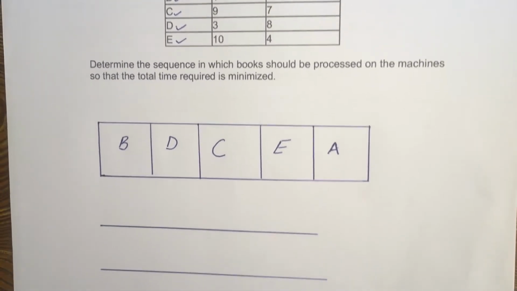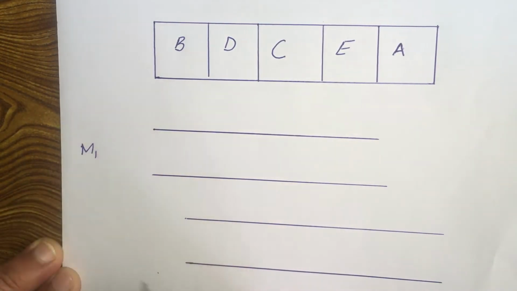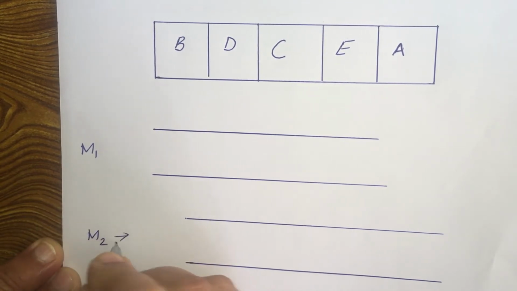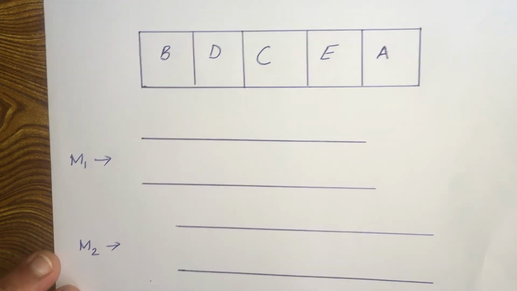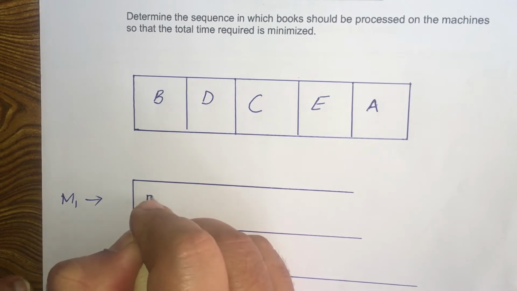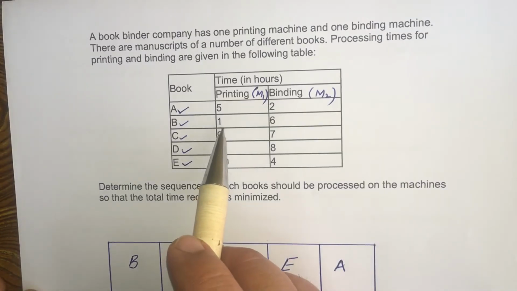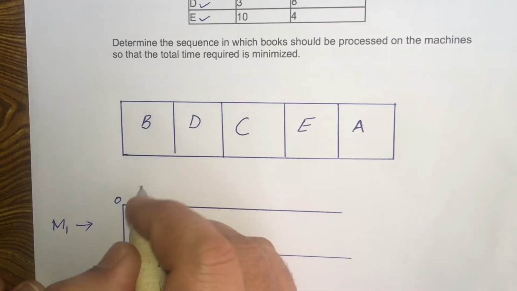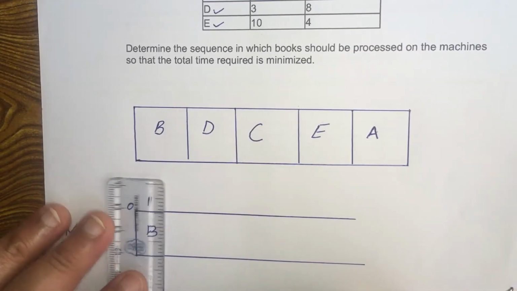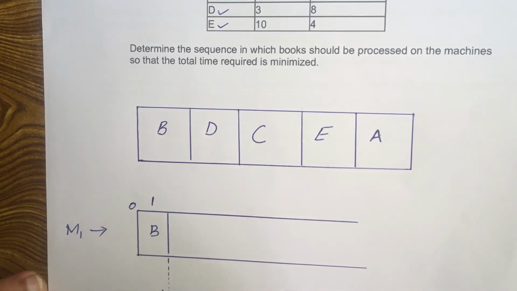Now let's find out the total completion time, passing through machine M1 and M2. Alright, so which job will come first? Yes, obviously it's going to be B, and it's going to enter at the 0 hour. It takes how much time? In M1 it takes 1 hour. So after 1 hour it'll come down to M2.